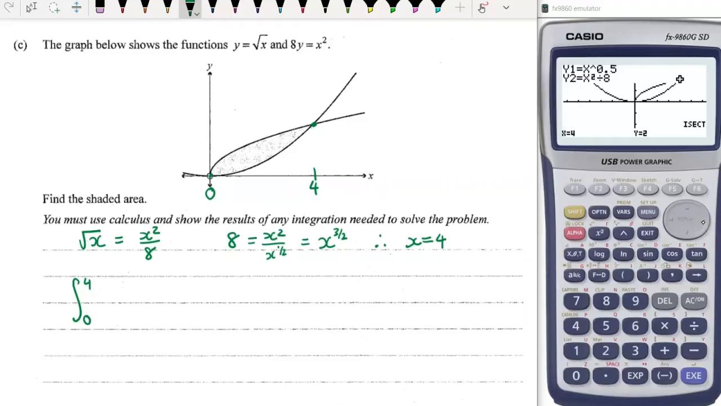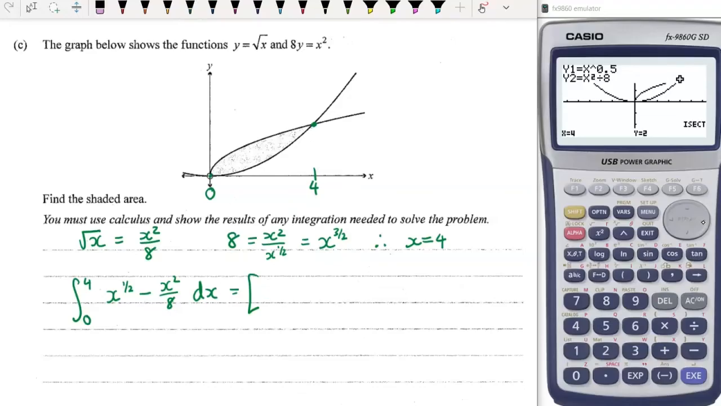Now the top one is the square root. This line here is the square root graph. So we need to do x to the half for the square root minus x squared over 8, because our bottom line is this one here with respect to x. Okay, so this integrates to 2x to the 3 over 2 over 3.